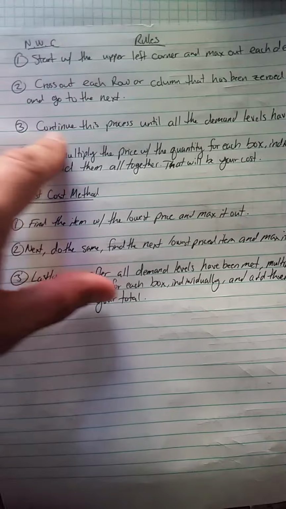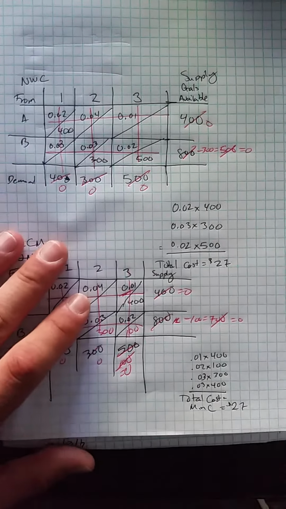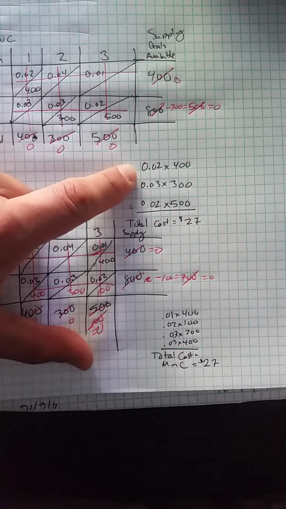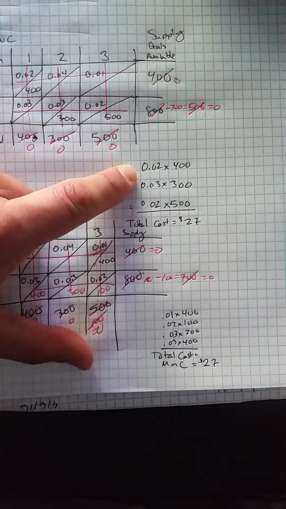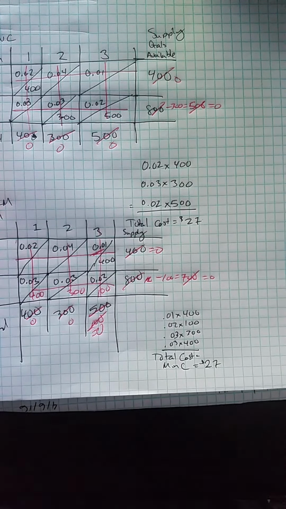Then you continue this process until all the demand levels have been met. Again, everything's all good, 0, 0, 0, 0. And last is now multiply the price with the quantity for each box individually and add them all together. That will be your cost. And that's what we did here. We multiplied this part here, this part here, this part here, and we added them all together. That's the minimum cost. It all depends on what they're asking for on the question. So in this question here, we see that they're looking for the minimum cost.